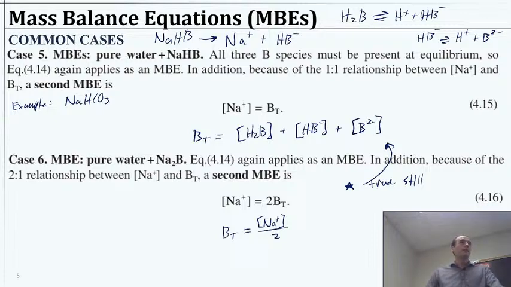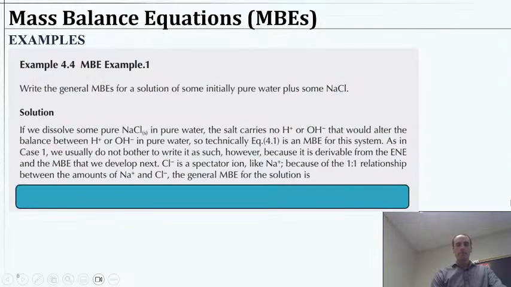Making sense? All right. Pretty much algebra, but we just have to know what's happening, what's going on, and what's not going on to some extent, right? About these species. All right, so I've got an example problem for you to solve. I'm asking you to write the general mass balance equations for a solution of some initially pure water plus NaCl.